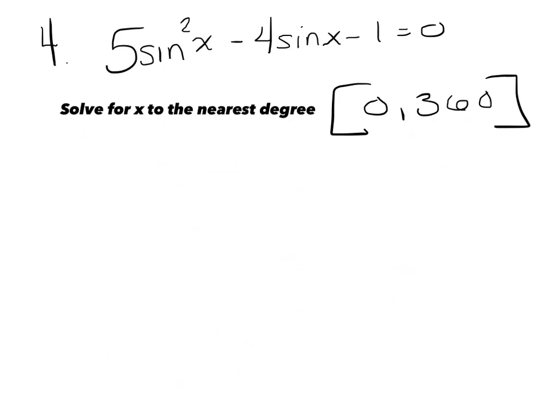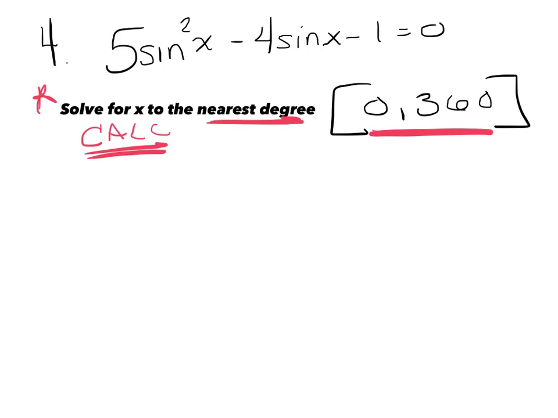Alright, here we go. It's our last one for the night. Question 4. 5 sine squared x minus 4 sine x minus 1 equals 0. Now notice these directions. Solve for x to the nearest degree. So this should tell you, this is a big deal, this should tell you you're most likely not going to know this answer. You're going to need a calculator when it says nearest degree. And they'll tell you your answers have to fall between 0 and 360.